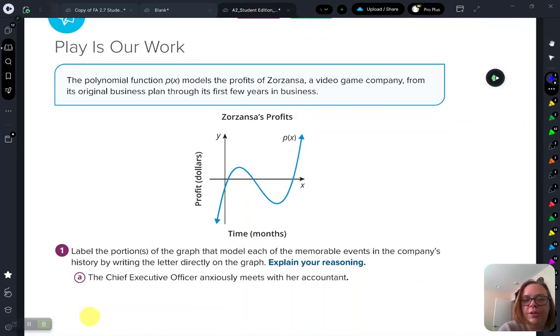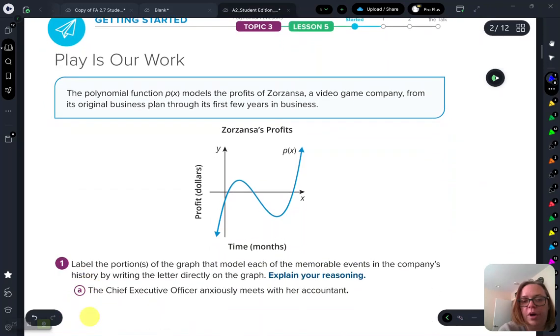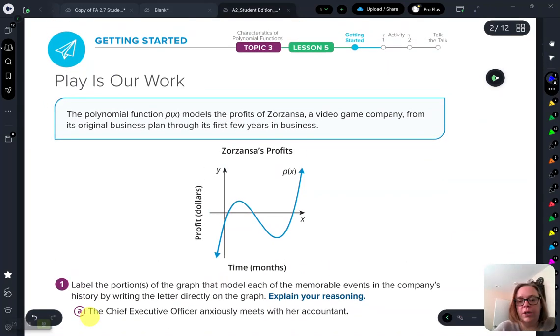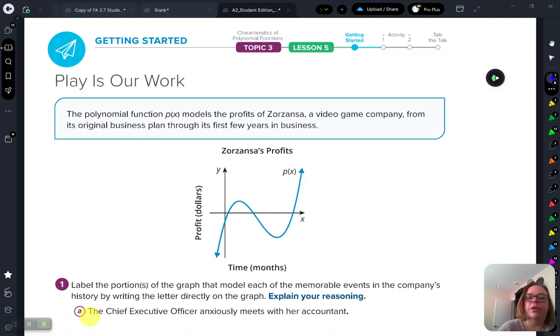We're going to do the getting started. This is a very short lesson, so we're going to do as much of it as we can. Here's the situation. The polynomial function p of x models the profits of Zorzanza, a video game company, from its original business plan through its first few years in business.